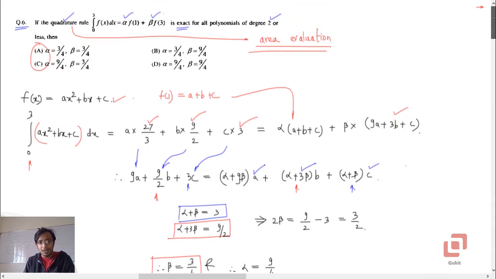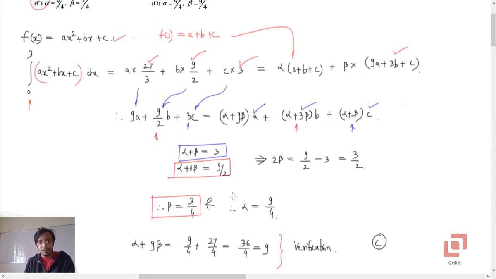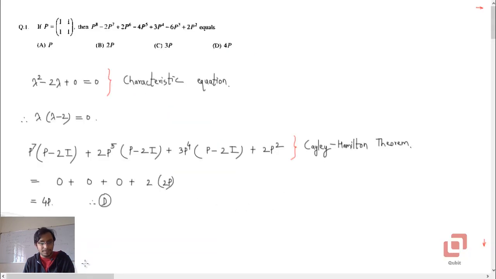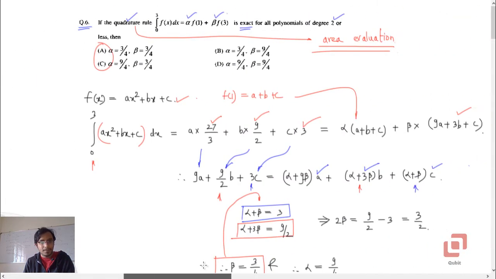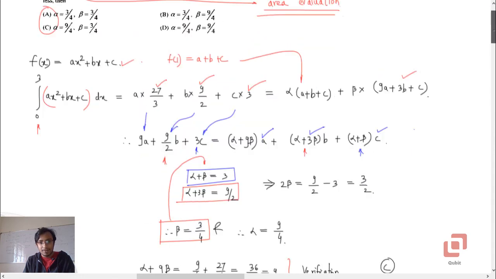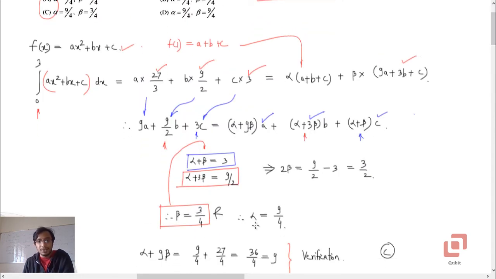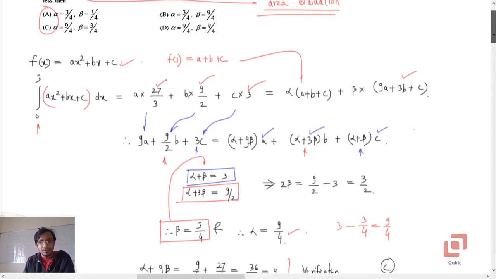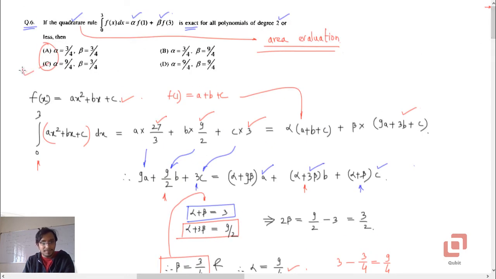So now we go to the alpha part. We substitute beta equal to 3 by 4 in any one of these two. I have substituted it here. If we do it, then alpha becomes 3 minus beta, which is 9 by 4. Okay, yes, so that is option, 9 by 4 is option C, not A.